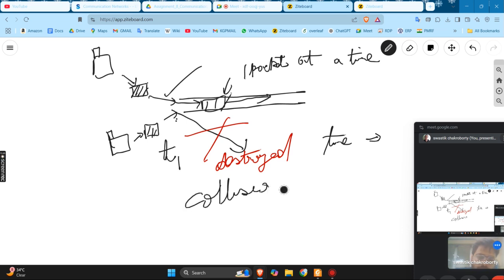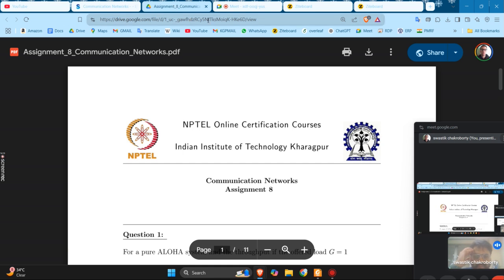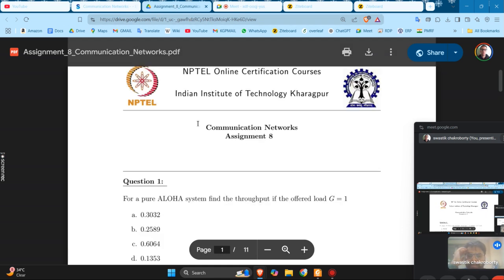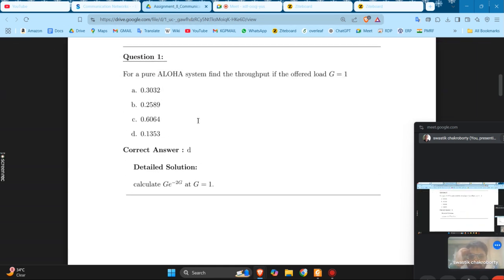Now the main sophistication that goes into these controlled access algorithms is collision avoidance and collision detection. So we have to somehow manage these collisions. This is the main concern of CSMA, of the controlled access algorithms.